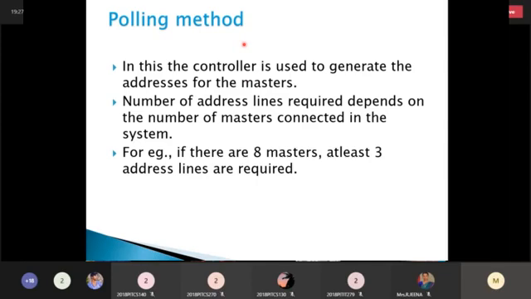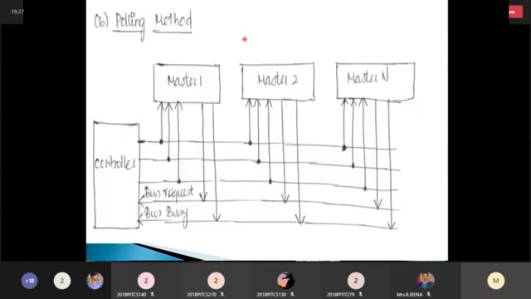So in this polling method, the controller is used to generate the address for those particular masters. The number of address lines required depends on the number of masters connected to the system. As I said previously, the number of address lines equals the number of masters, and additionally we will have our bus request and bus grant. Each one will be connected to this controller.